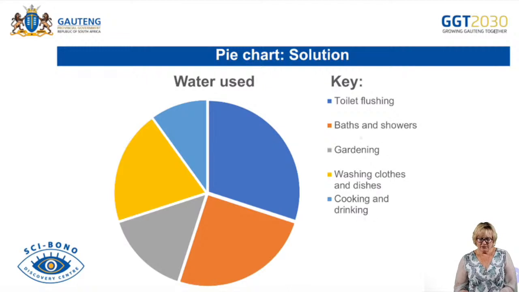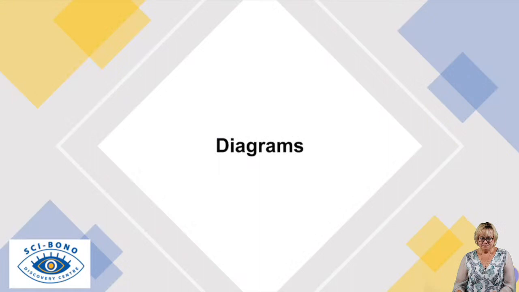So toilet flushing, baths and showers, gardening. Here's gardening, this gray one. And washing clothes and dishes, cooking and drinking. All right, cooking and drinking is actually the least where our water is being used. There's a lot in gardening. And there's a lot in toilet flushing. All right, so that's where we are actually wasting some of our water.